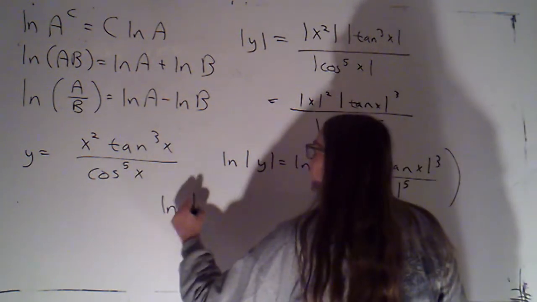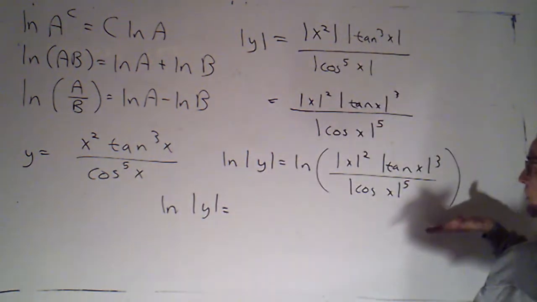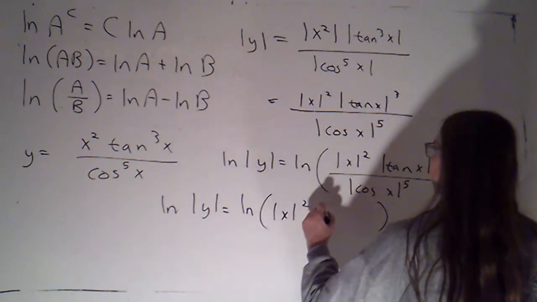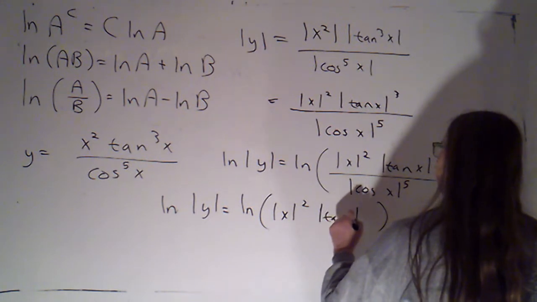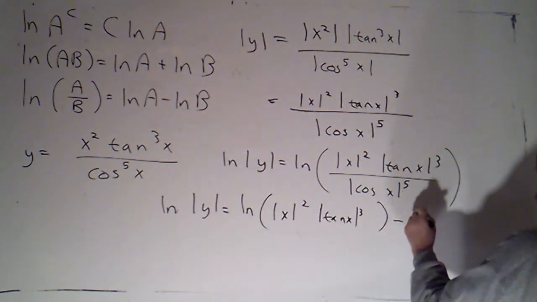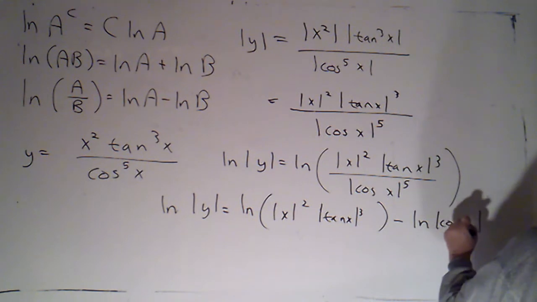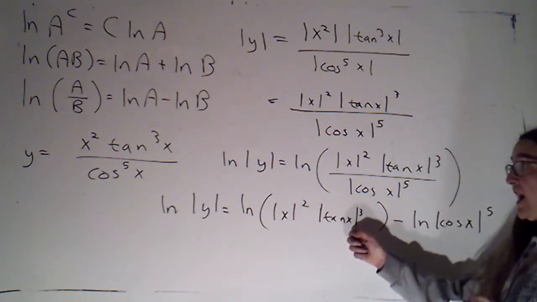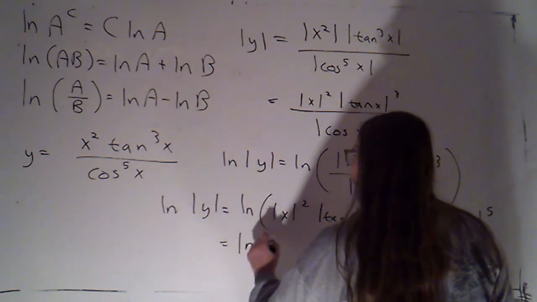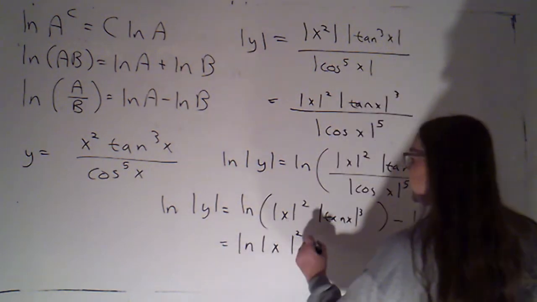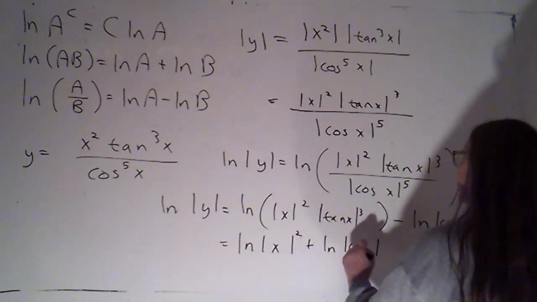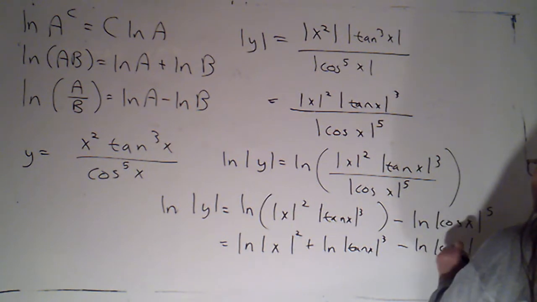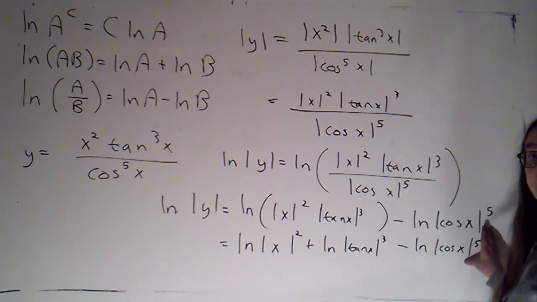So the natural log of the absolute value of y, this is a quotient. So we'll get the natural log of the top, which was the absolute value of x squared, absolute value of tangent of x cubed, minus the natural log of the bottom, natural log of the absolute value of cosine x to the 5th. Here, this was a product, so I can break that up into a sum. Natural log of the absolute value of x squared plus the natural log of the absolute value of tangent of x cubed minus the natural log of the absolute value of cosine x to the 5th.